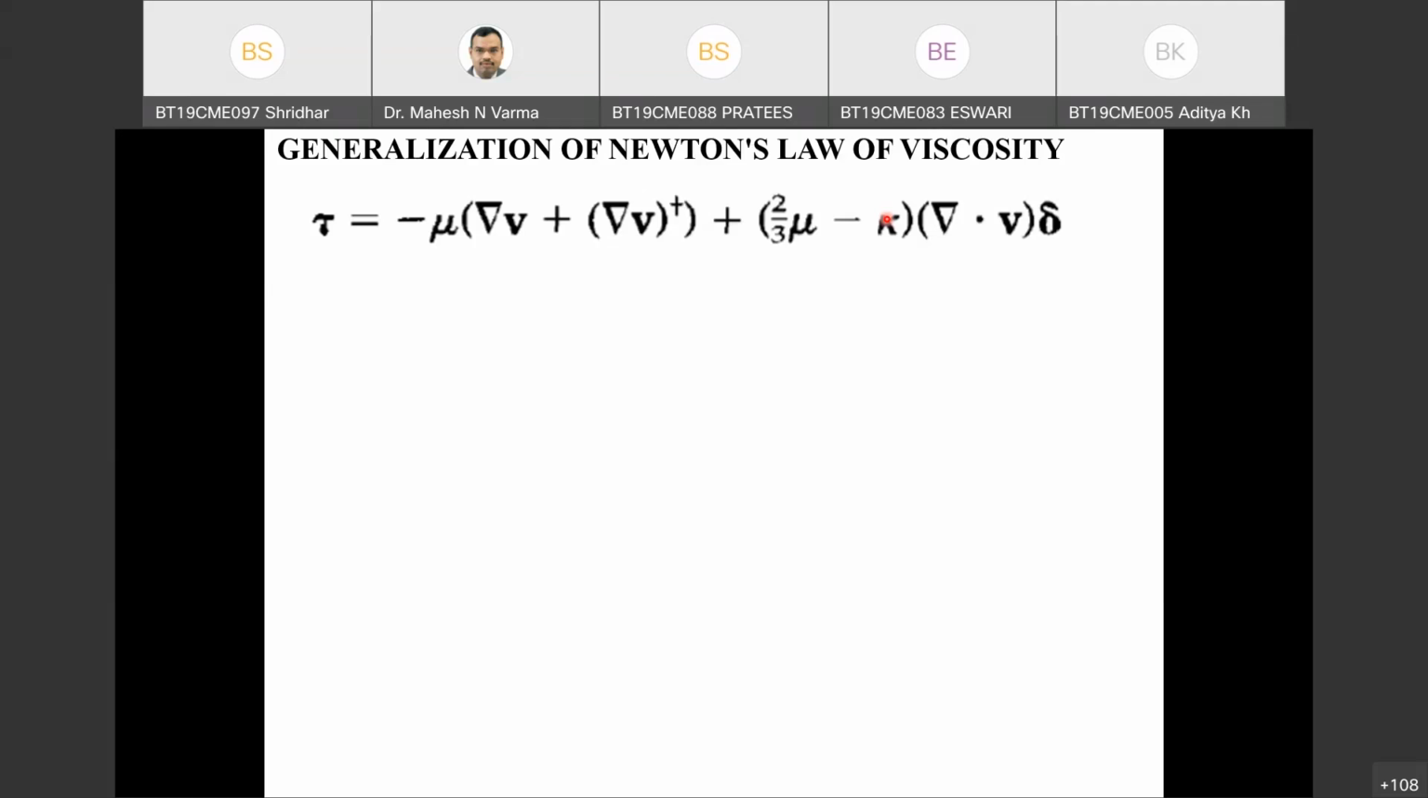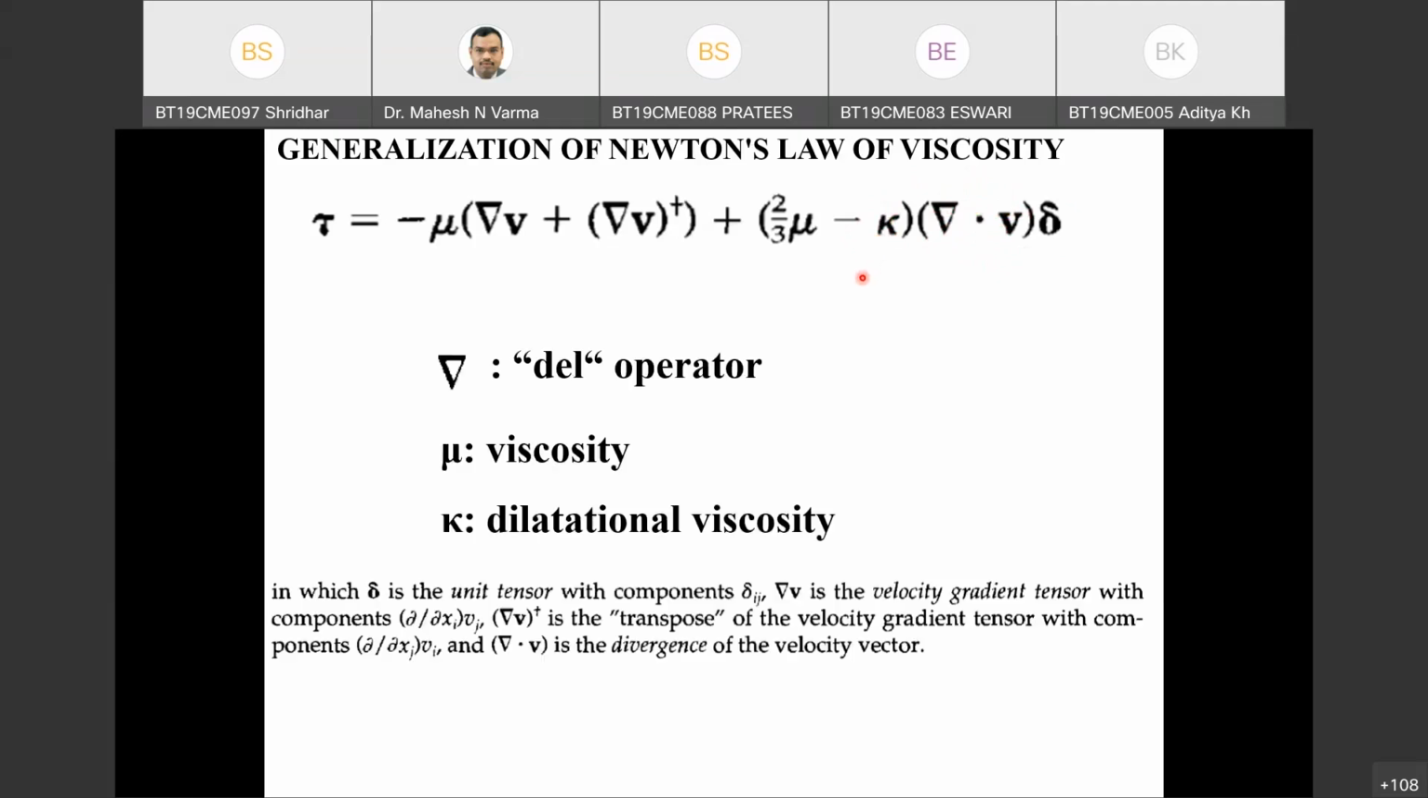And for liquids, del dot V equals zero; this represents incompressible flow. And for gases, this will also be zero. That is why. Now we'll discuss whatever mathematics is required.